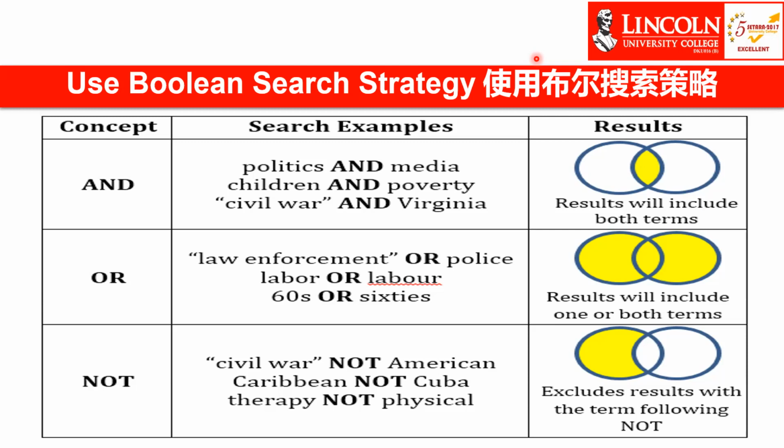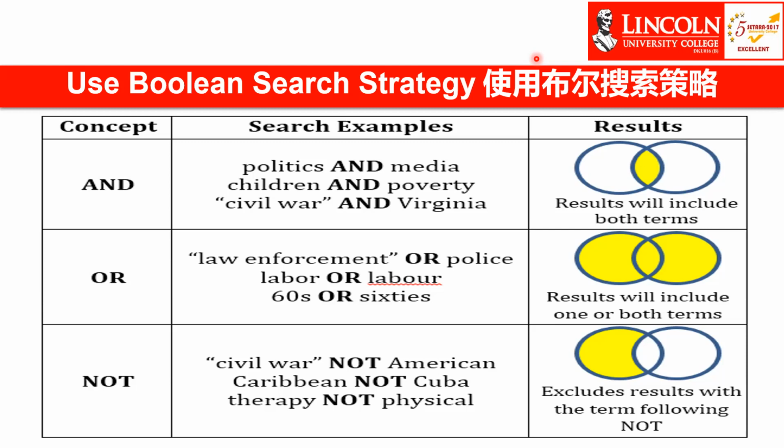So what is the implication of this? If you are using AND, for example, let's say you want to search for politics and media. That means it will give you results that include both politics and media in them. So the research that will be displayed will be research that has to do with politics and media. If you're talking about children and poverty, it's going to give you the research work that discusses children as well as poverty.